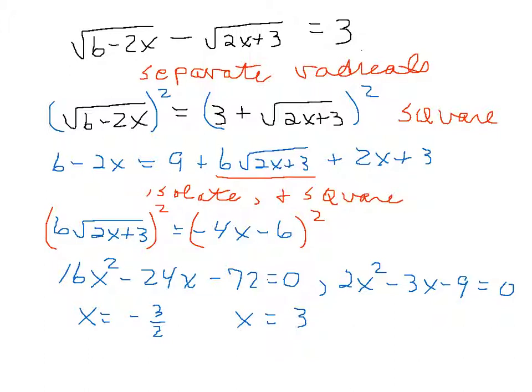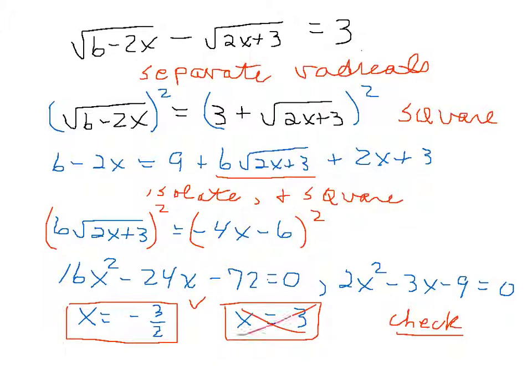And you should believe that we need to check. We actually squared twice, right? So when I check, what you'll see is that this works and this doesn't work. And it's really important for you to go back and verify that minus 3 halves works in my original, but 3 doesn't work in the original.